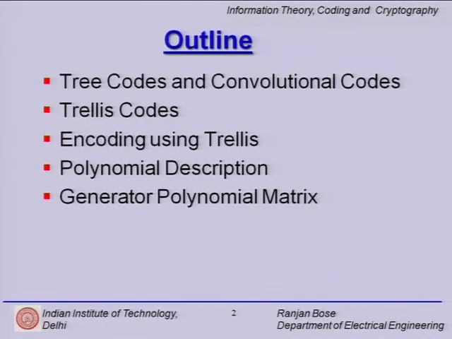Let's start with a brief outline for today's talk. We would discuss what we mean by tree codes and convolutional codes, followed by the notion of trellis codes. This is an interesting class of codes with memory. Then we will understand how we do encoding using trellis codes, and finally we look at the polynomial description followed by the generator polynomial matrix specifically for convolutional codes. So, that is the brief outline for today's talk.